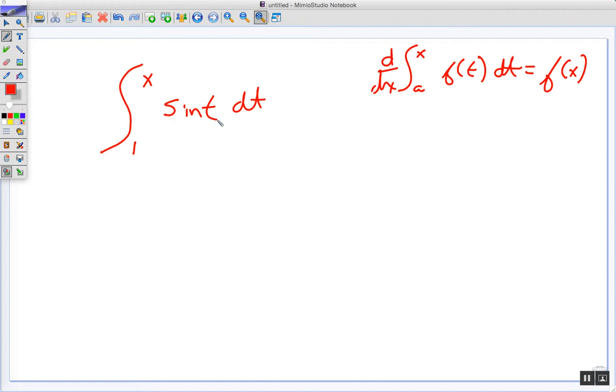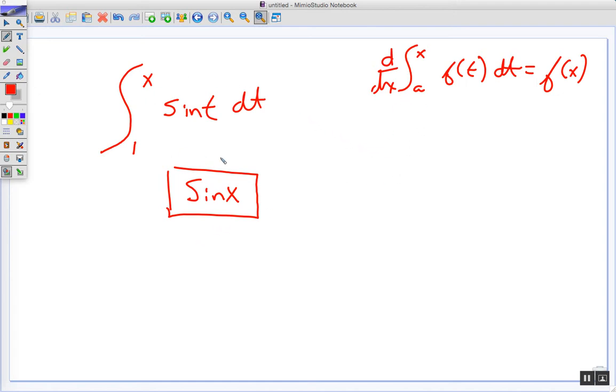Well, so we take our function. Remember, if we take the derivative of an integral, it typically undoes the integration. So that's going to give us sine as a function of x. And we're done. That's all we need to do for that problem.